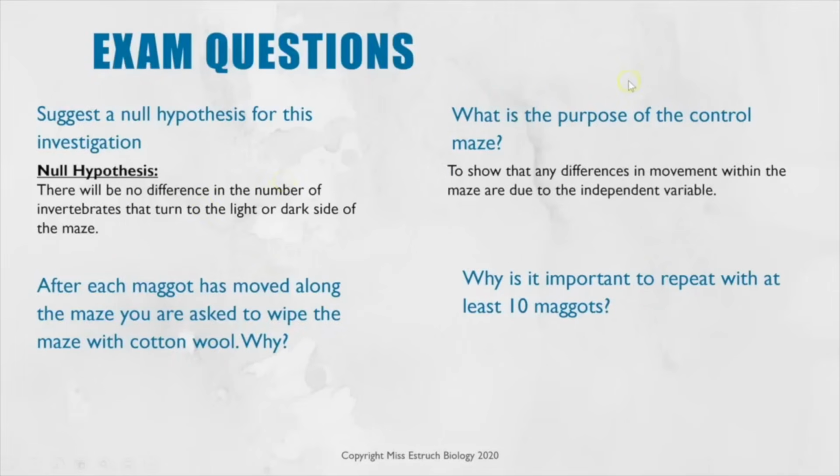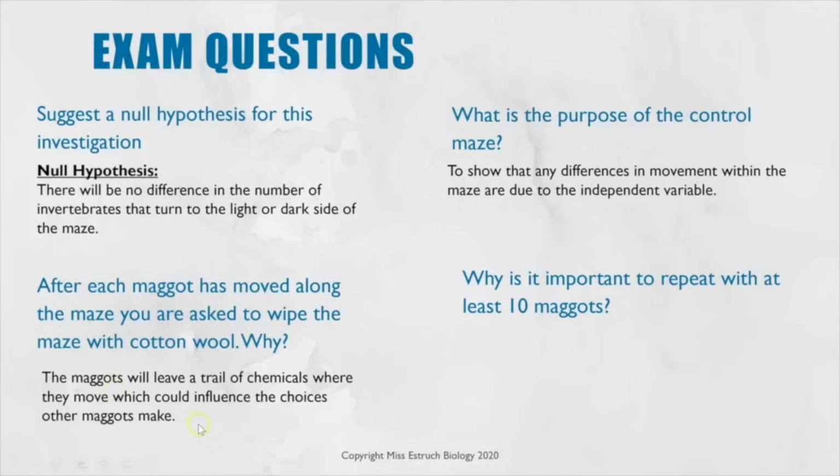Next question then we've got is, what is the purpose of the control maze? Now, a control experiment is always to show that any differences that you see are due to the independent variable. So in this case, it's to show that any differences in the directions that the invertebrates move is just due to the light and the dark conditions.